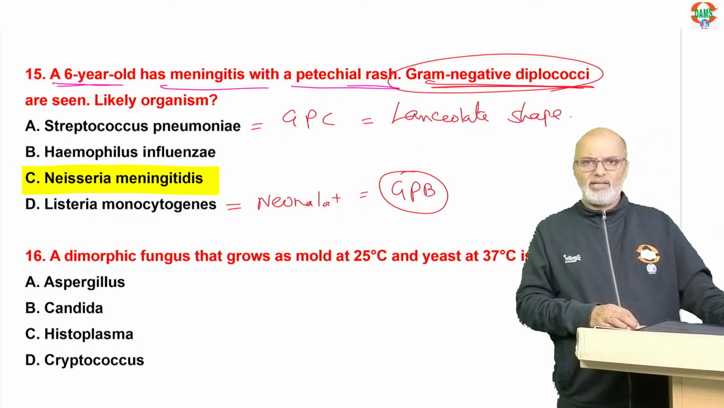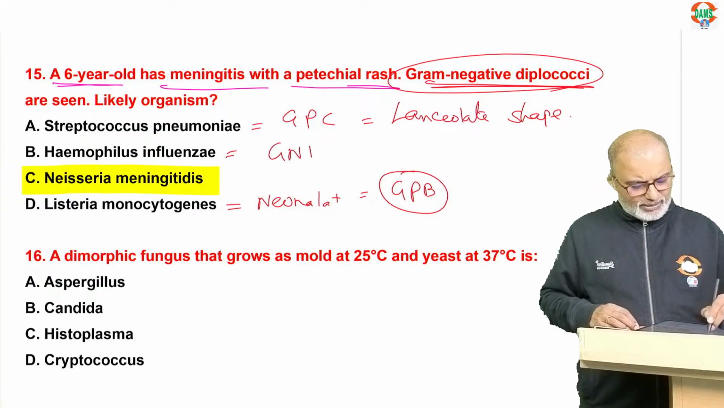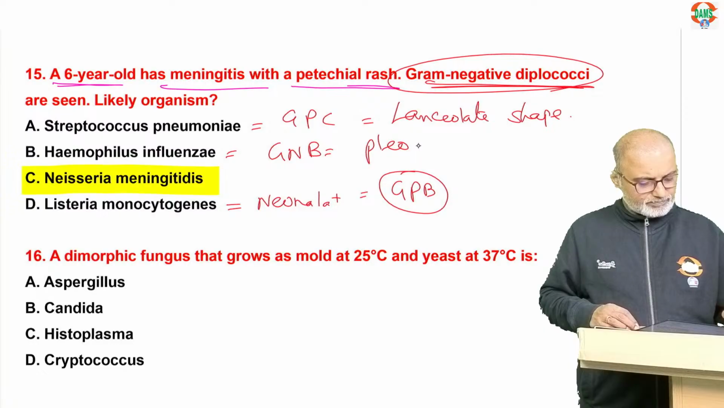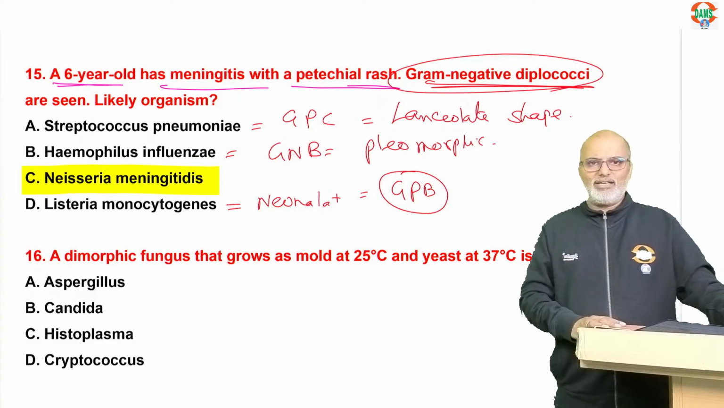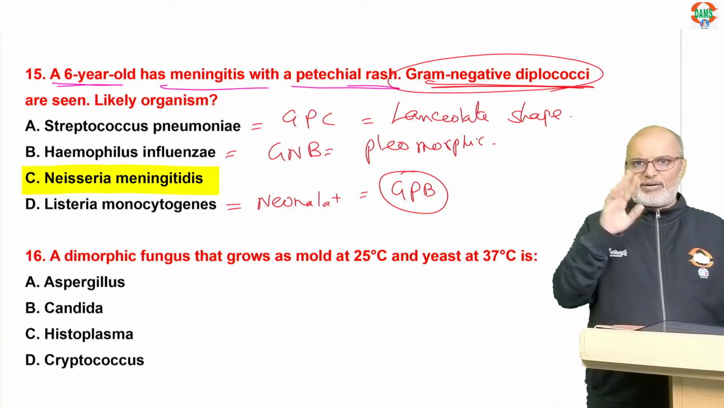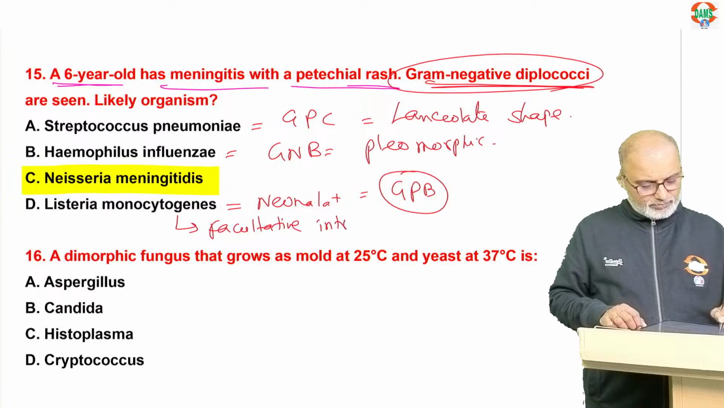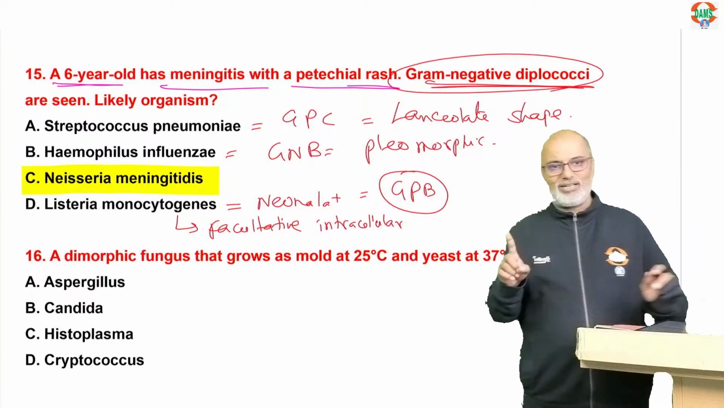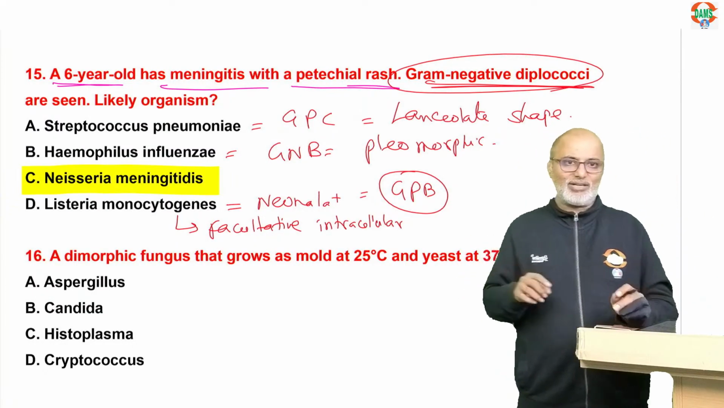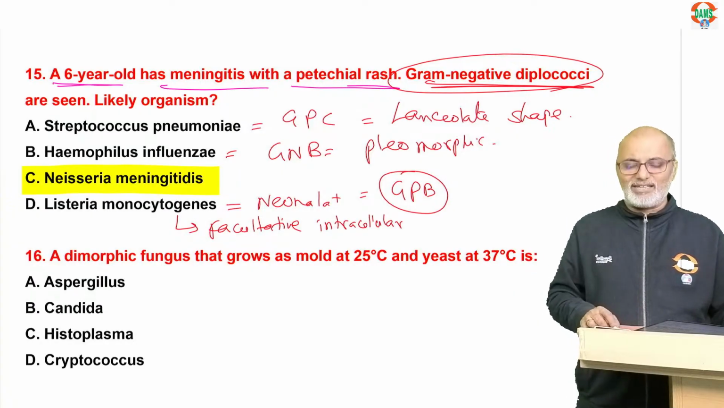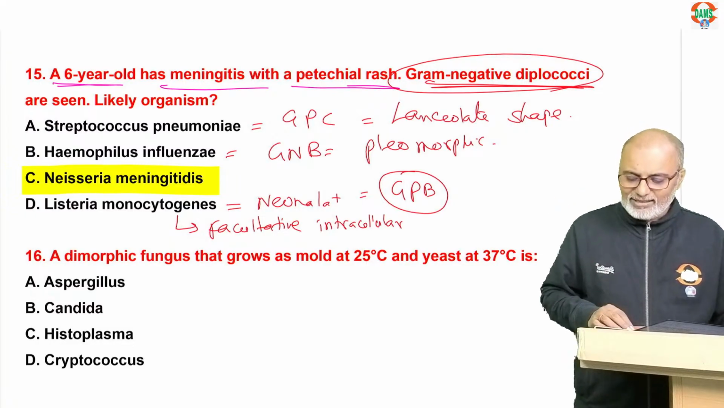Lanceolate shape. Haemophilus influenzae, gram-negative bacilli, pleomorphic. Okay, pleomorphic. Make it very simple. Among these three, this one is facultative intracellular, not Neisseria. Neisseria meningitidis is extracellular, Neisseria gonorrhoeae is intracellular. Neisseria gonorrhoeae is facultative intracellular. Neisseria meningitidis is purely extracellular.